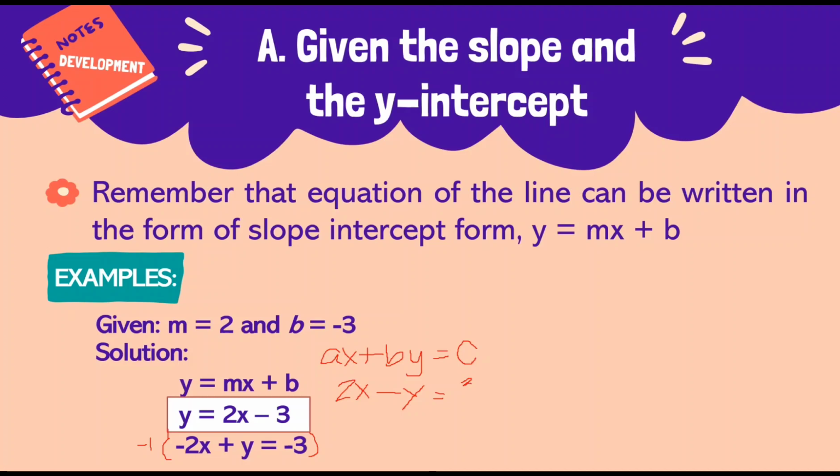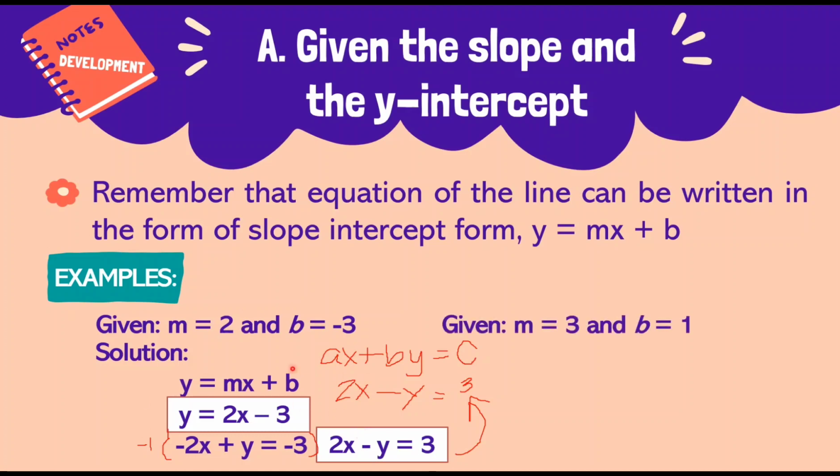So, now, let us have our standard form. So, it matches what we solved. We have 2x minus y is equal to positive 3. So, that will be our standard form. Okay, so I hope our first example is understood. So, let's have our second example.